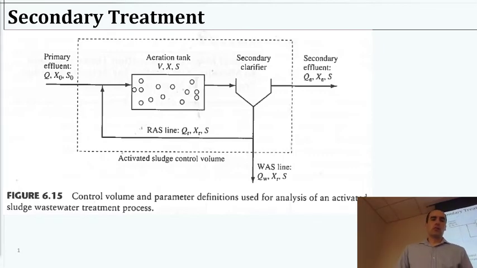Okay, so before I get started, today we're going to go over secondary treatment, activated sludge processes, specifically some of the microbiology and modeling. But I wanted to get a little bit of your feedback. So by show of hands, let me explain the question first.